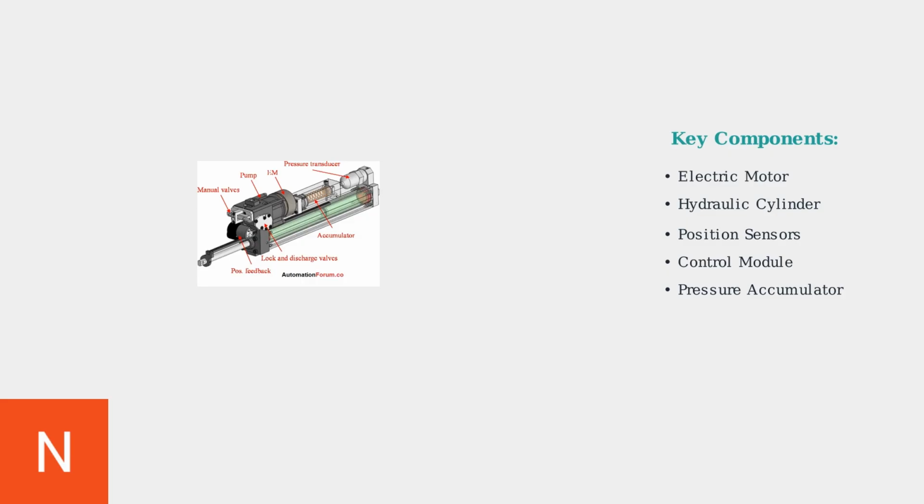The electric motor provides actuation force, while the hydraulic cylinder converts electrical signals to hydraulic pressure. Position sensors monitor clutch position and provide feedback, while the control module processes signals and manages operation. The pressure accumulator maintains consistent hydraulic pressure throughout the system.